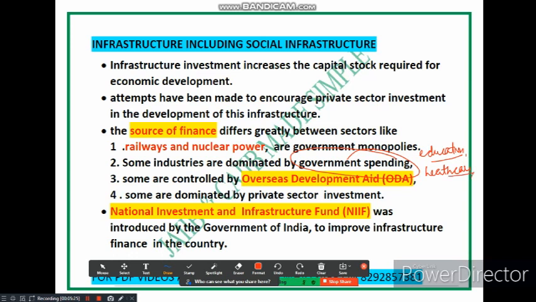Next is ODA. ODA means overseas development aid. Basically, some infrastructure projects in developing countries receive financial support from international organizations or foreign governments as overseas development aid. Let's take an example. Suppose a foreign country may provide funding to build a school or a clean water facility in a less developed nation. So this comes under ODA.